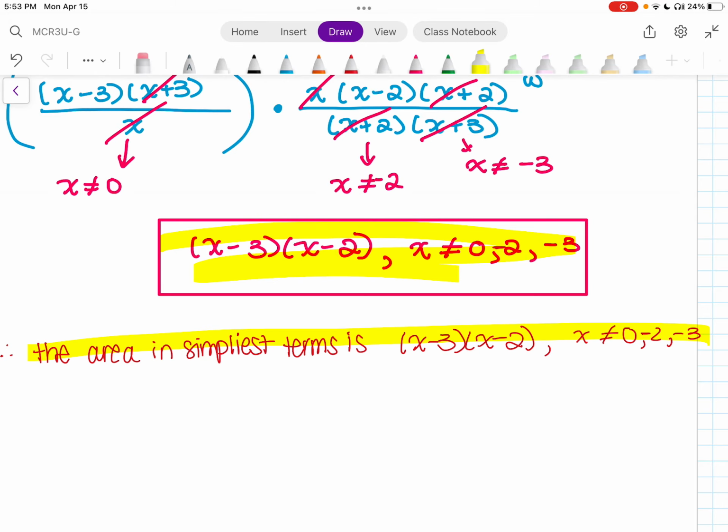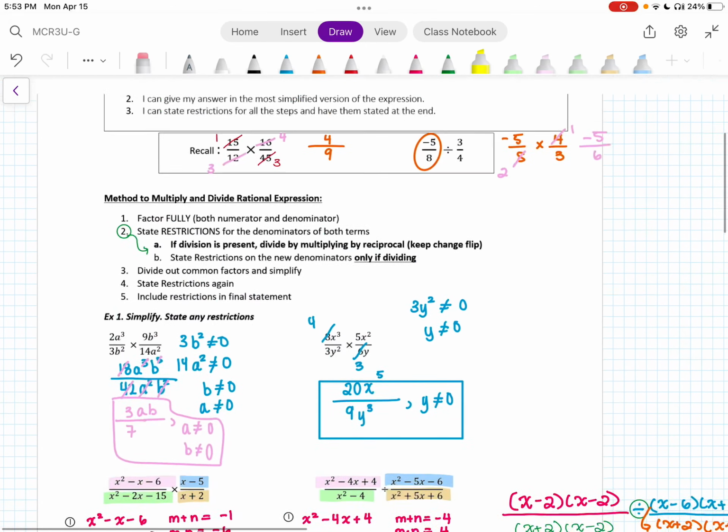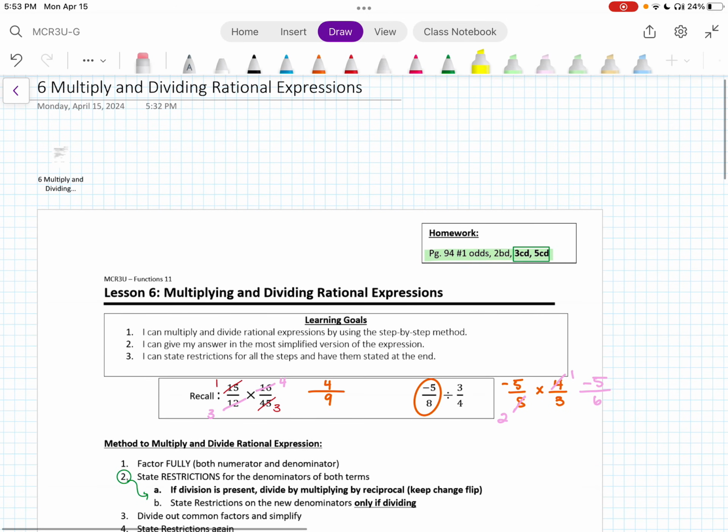Okay. All right. So again, go back and try doing these homework questions. 3CG and 5CG are a little bit more tricky, so try those first. The only thing that you really need to remember is that multiplying, you only really need to state the restrictions once. With division, you have to do it twice because you got to do that flip.